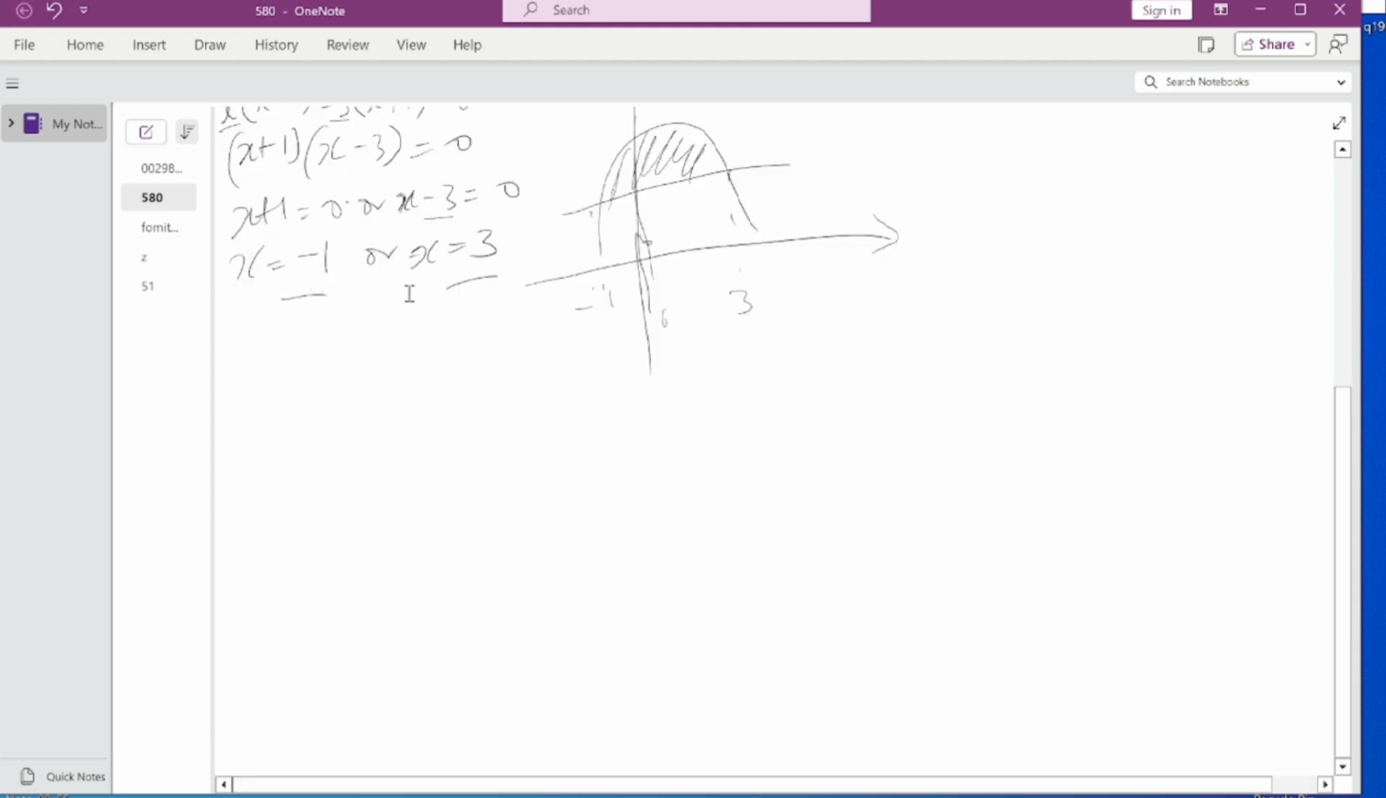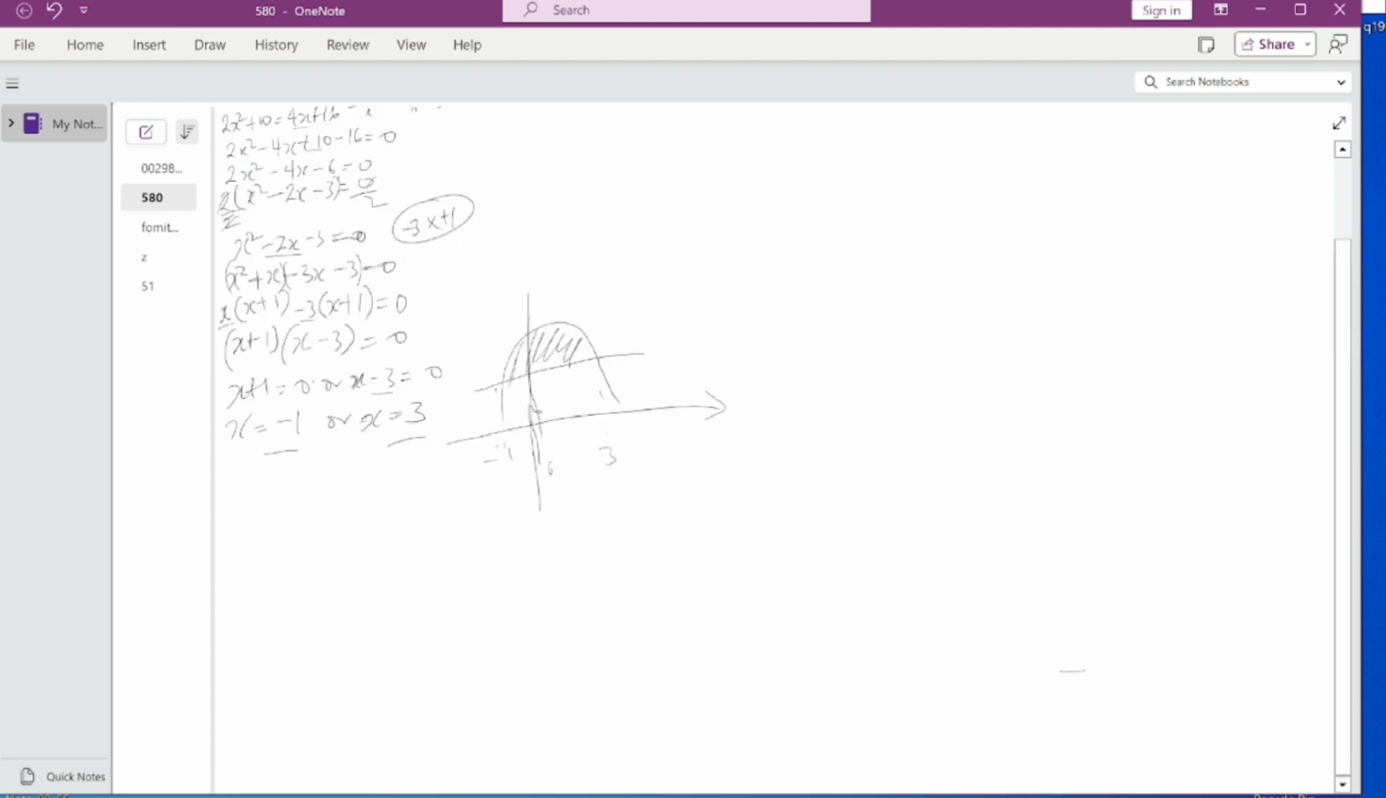With our limits minus 1 and 3, we can then integrate and get our area under the shaded region. With the limits, we can then find our area, which is A equals the integral from minus 1 to 3 of 4x plus 16, that's for the linear graph first, minus the curved graph, that's the quadratic graph, 2x squared plus 10.